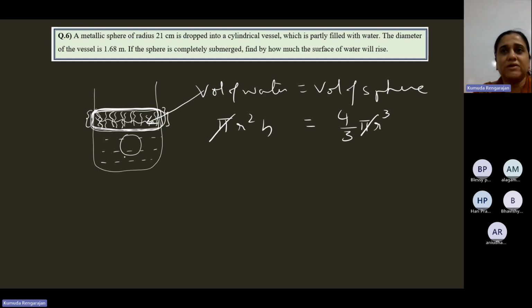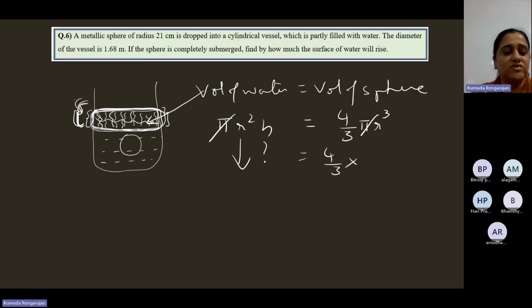What's the radius? The radius will be given to you. What's the radius of the vessel? The diameter of the vessel is 1.68 meters, it's given. So you'll substitute the radius. And the height of the water, we don't know. You should take only this height of the water, because only this height of the water is equal to the volume of the sphere. So this height of the water we don't know is equal to 4/3 into r cube.